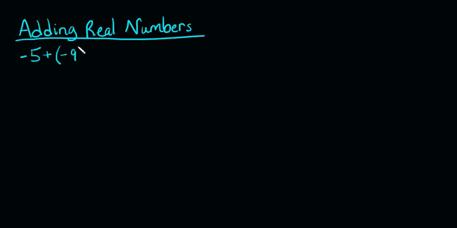we're going to add the absolute values. Absolute value of -5 is 5. Absolute value of -9 is 9. So 5 plus 9 is 14. But the sum, the answer, is going to have the same sign as the addends, and that's going to be negative. So your answer will be -14.